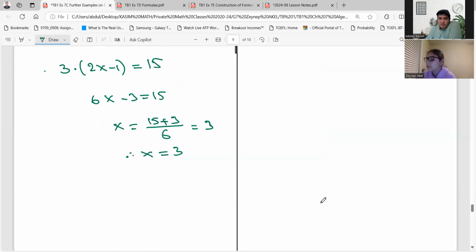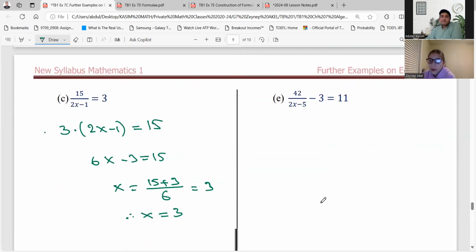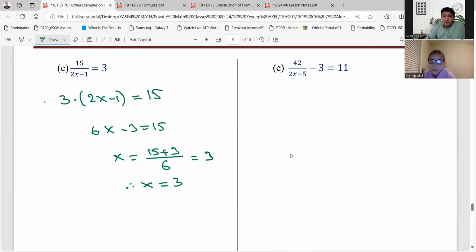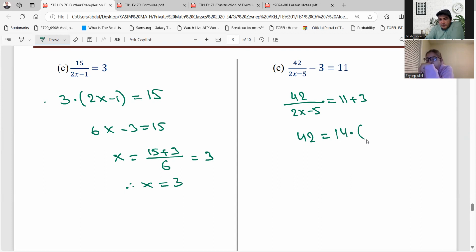Okay, now also tell me the next question. I'll finish the class, okay? E, the last question. What do we do first? Do we get the 3 first? No, sorry. 11. Yeah, we actually move negative 3 to the right-hand side, right? It's 11 plus 3. Yes, 14. And now we have 42 equals 11 plus 3 is 14 times 2x minus 5. Right?